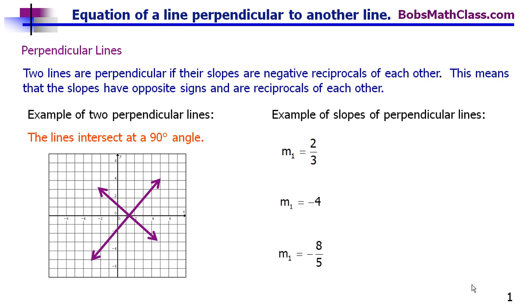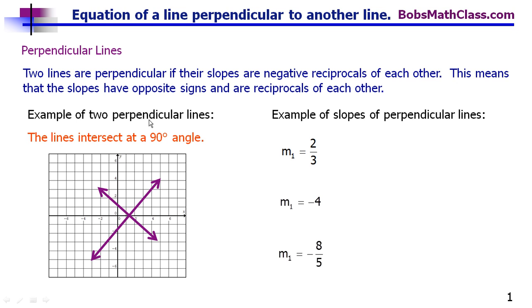Two lines are perpendicular if their slopes are negative reciprocals of each other. This means that the slopes have opposite signs. Opposite means one positive and one negative. So they're opposite signs and are reciprocals of each other. That means that the numerator and denominator are switched.